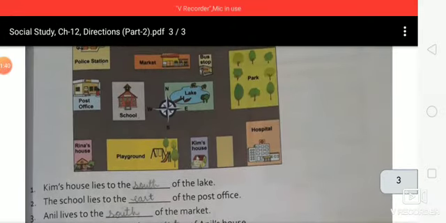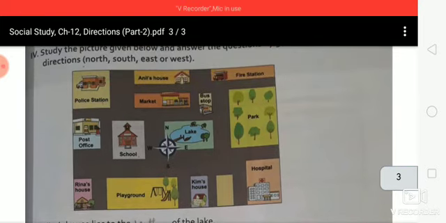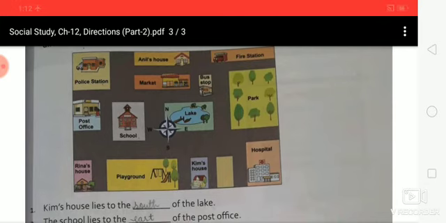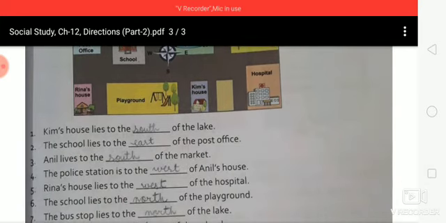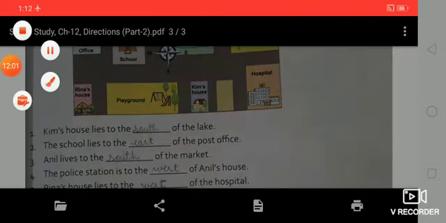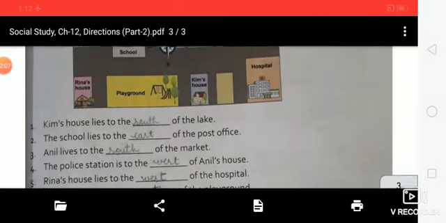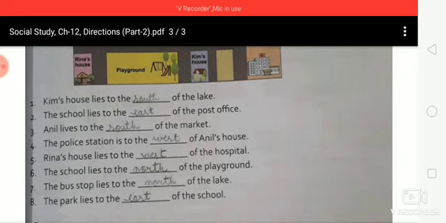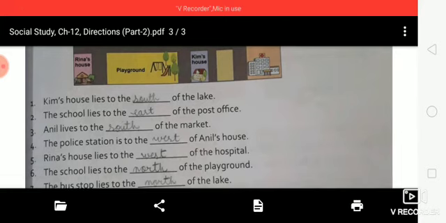Now third one: Anil lives to the blank of the market. South. Now fourth one: the police station is to the blank of Anil's house. West. Fifth: Rina's house is to the blank of the hospital. West.